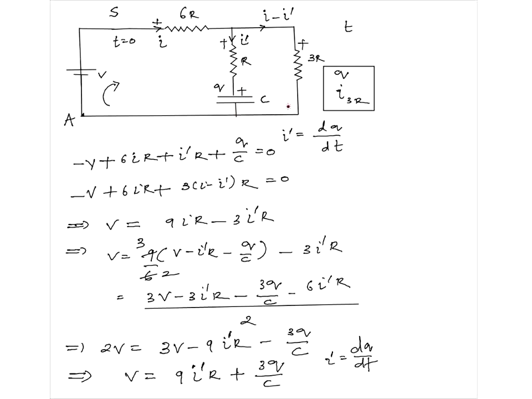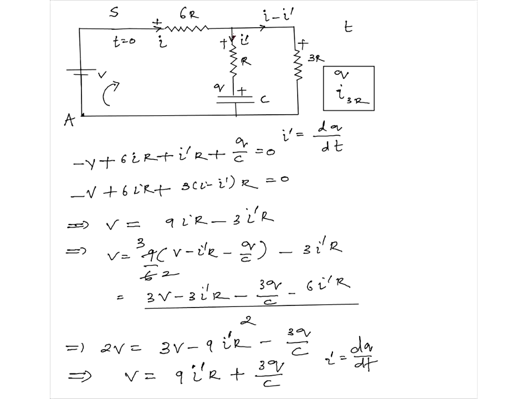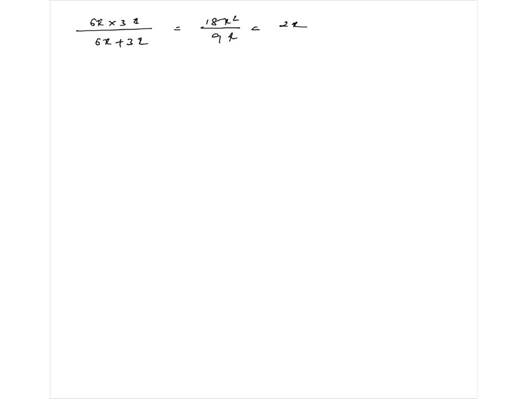And what you find after that: 6R, this straight wire, and 3R are in parallel. 6R and 3R in parallel means 6R into 3R upon 6R plus 3R. That is 18R square upon 9R, which is 2R, right? And this 2R is in series with this R, and that makes it 3R. This is a short method to find the time constant for not so straight cases.